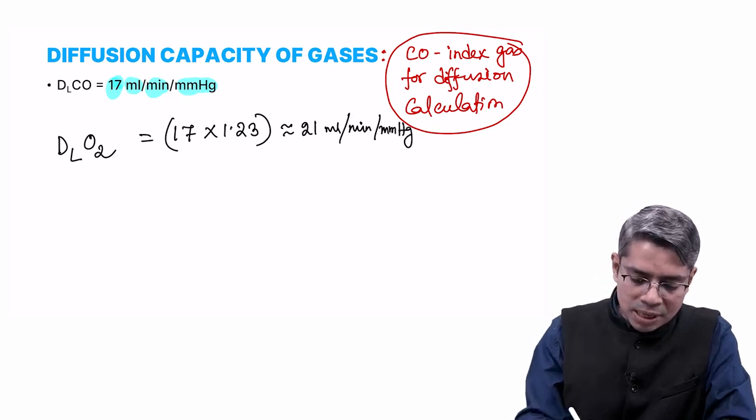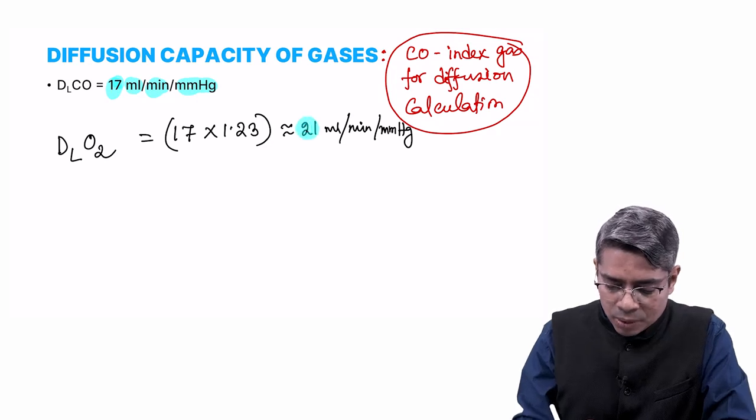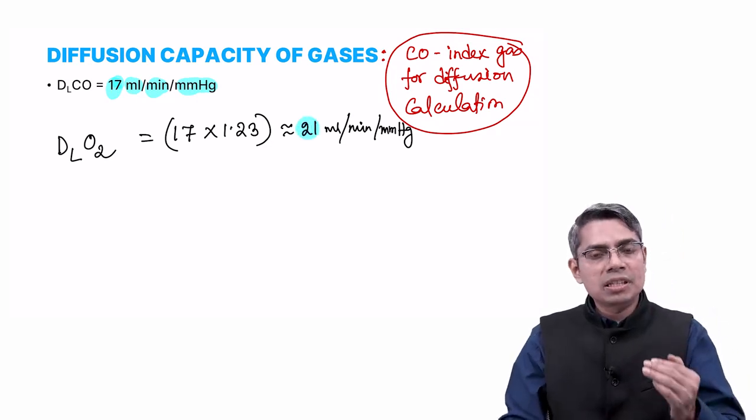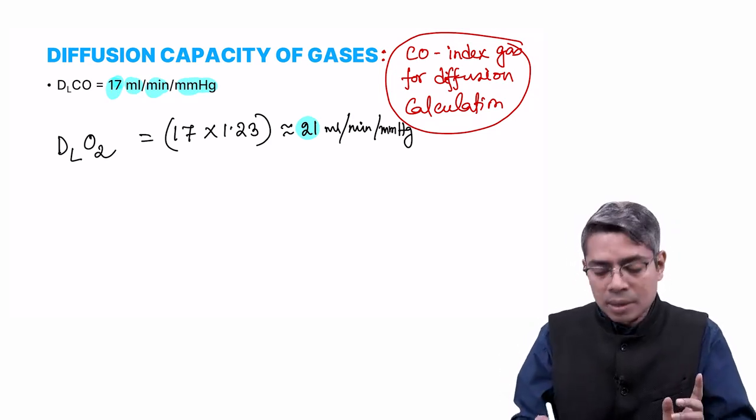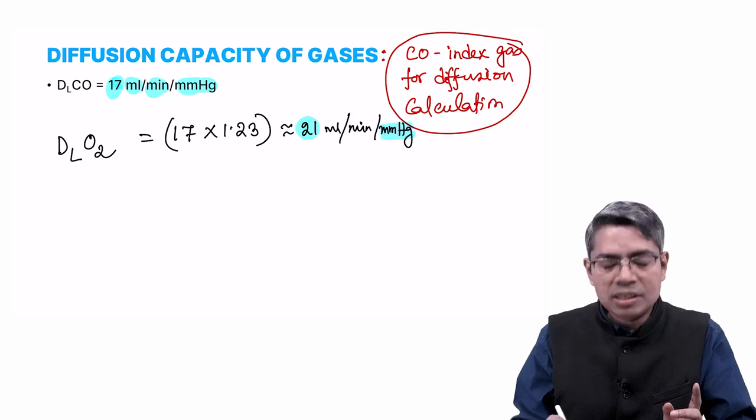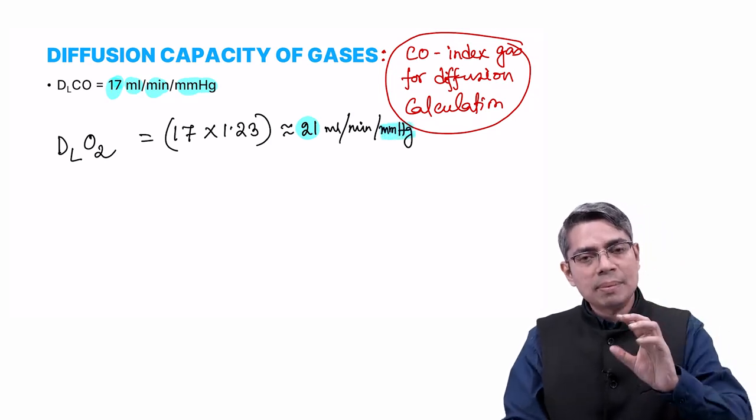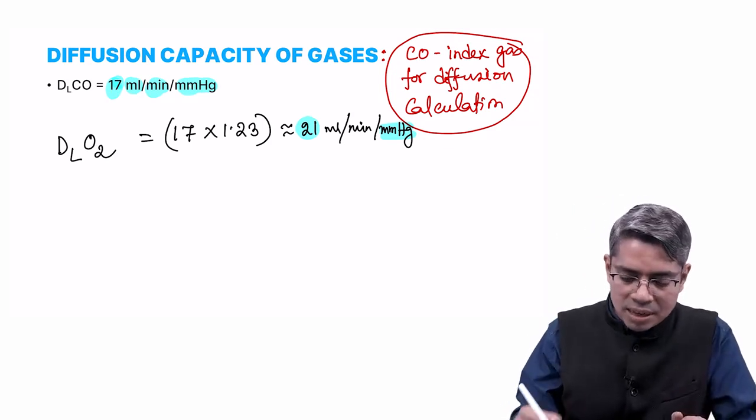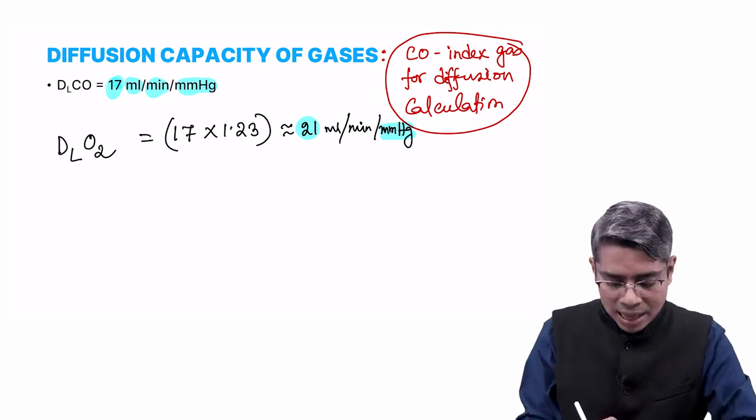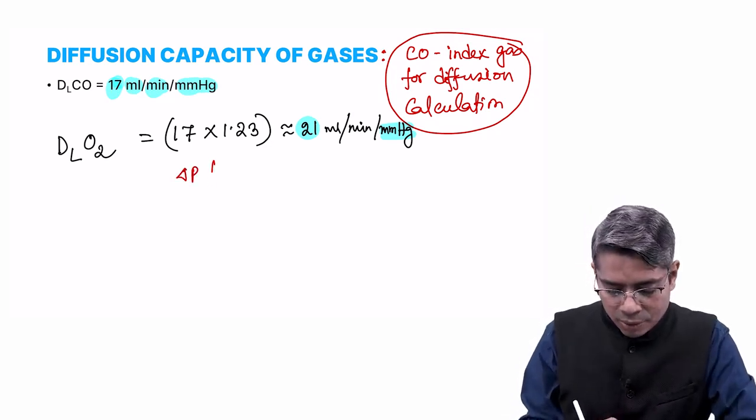Get it? So, this value you have to remember: if I ask you what is the amount of oxygen diffusion in the whole lung in 1 minute, your answer is 21 ml, provided you are maintaining a partial pressure difference between alveoli and capillaries of 1 millimeter of mercury. But what is the partial pressure difference between alveoli and capillary blood? The average partial pressure difference for oxygen is how much? I told you that it is 11 millimeter of mercury.